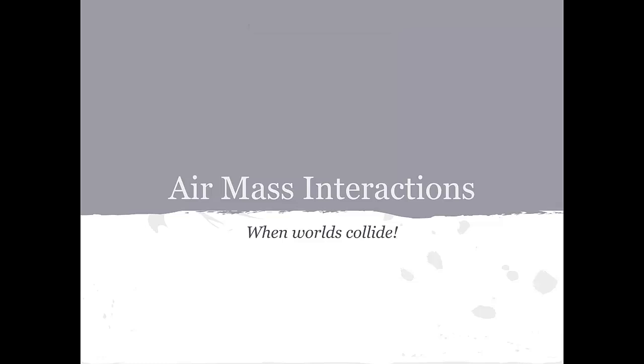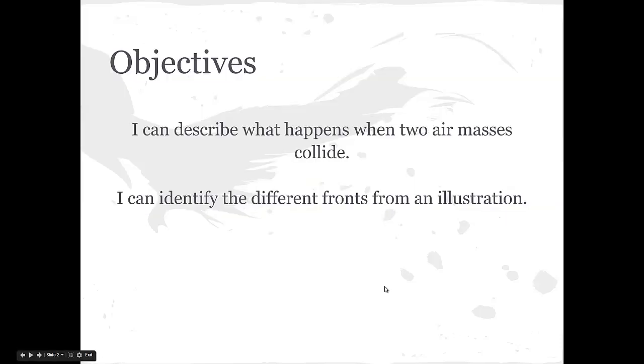This video is on interactions between air masses. In our previous video, we looked at how to classify air masses based on either temperature or the amount of water vapor. So now we're going to look at what happens when two or more air masses collide or run into each other. So our objectives: I can describe what happens when two air masses collide. I can identify the different fronts from an illustration, and we'll talk about what a front is.